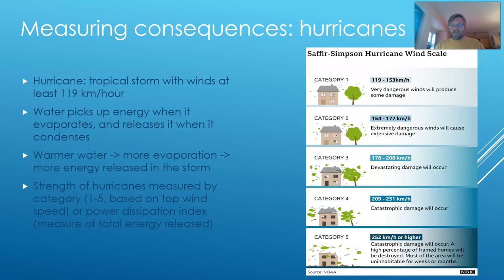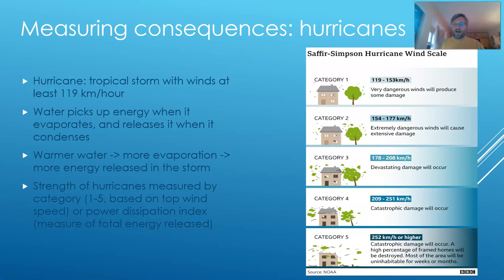So in order to see if this is really occurring, we have to be able to measure the strength of our hurricanes. And there's basically two ways that we talk about the strength of hurricanes. One is the category system, or the Saffir-Simpson hurricane wind scale. This divides up hurricanes into 5 categories, Category 1 being the weakest, Category 5 the strongest, and it's based on the top wind speed in the hurricane.